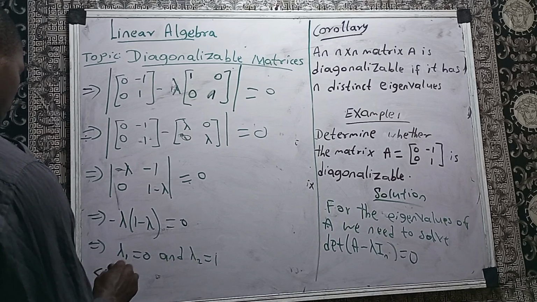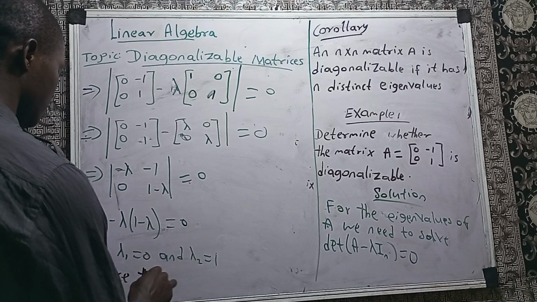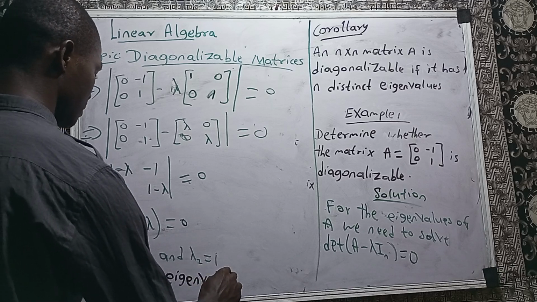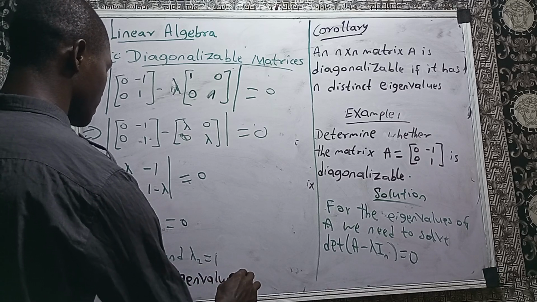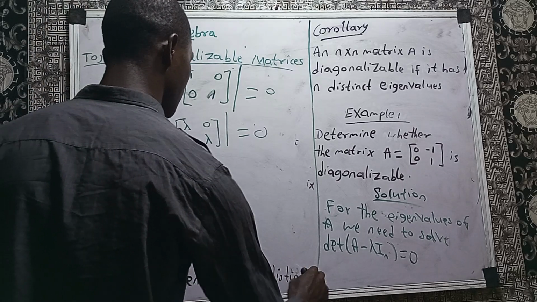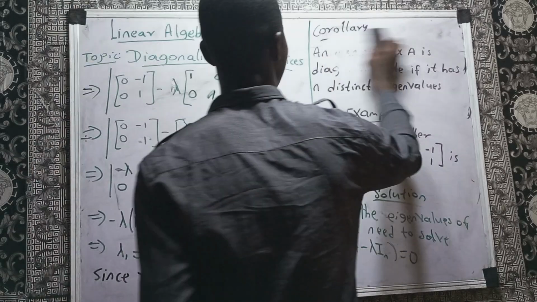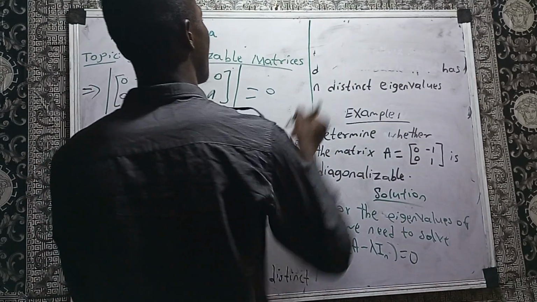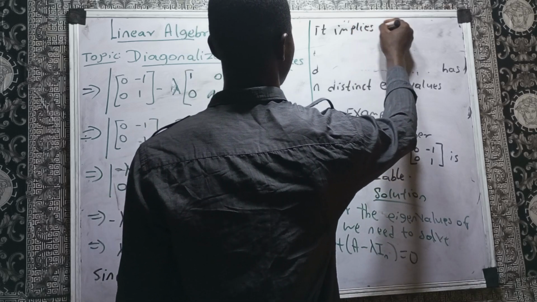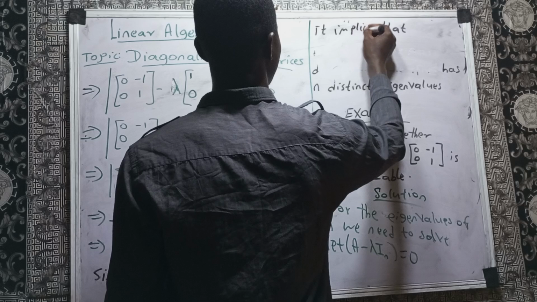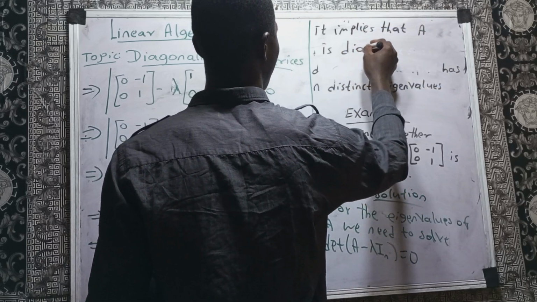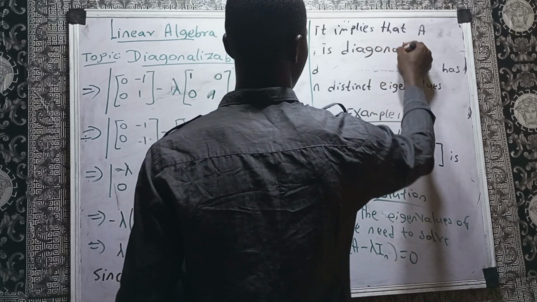Since the eigenvalues are distinct, it implies that A is diagonalizable.